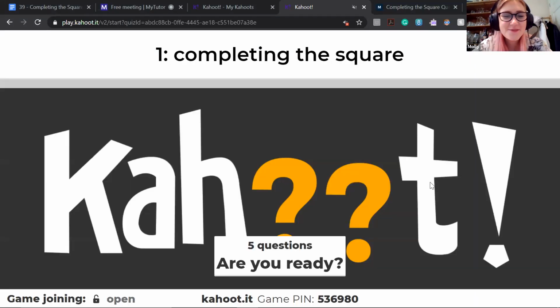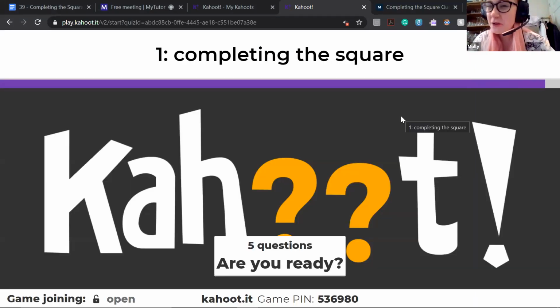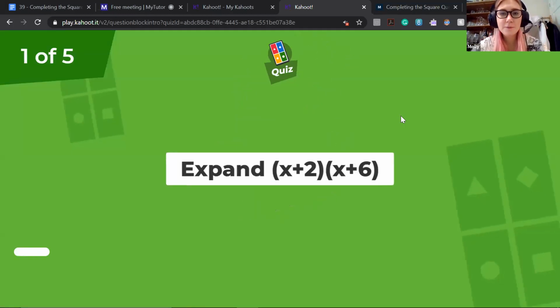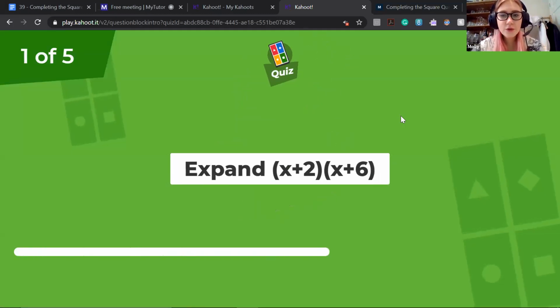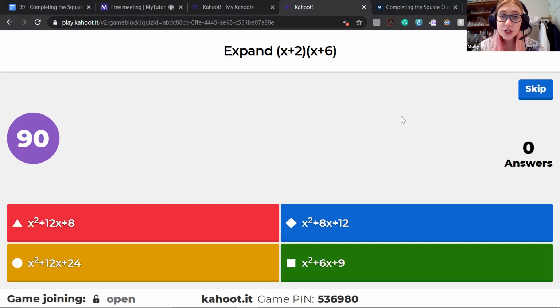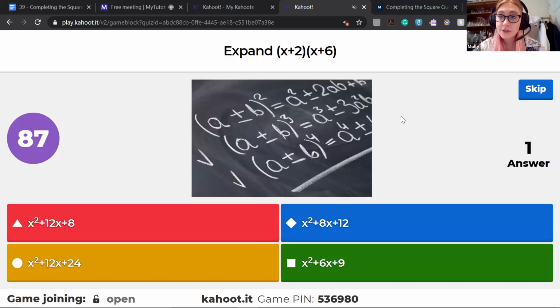Okay, so there are only 5 questions, but they take a bit longer to work out. First of all, just starting with an expansion. The reason being that we're going to actually use expansion in completing the square. So I want to make sure that everybody's comfortable with this and knows what they're doing with this.